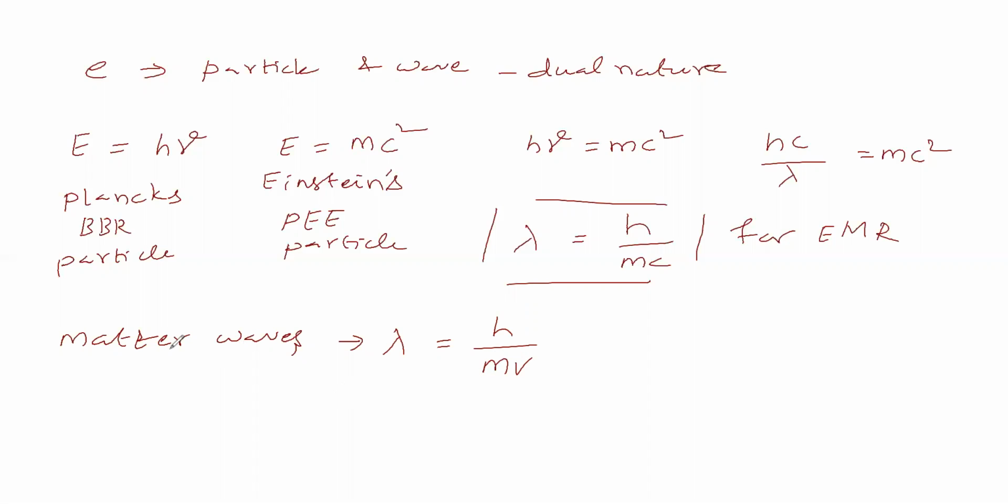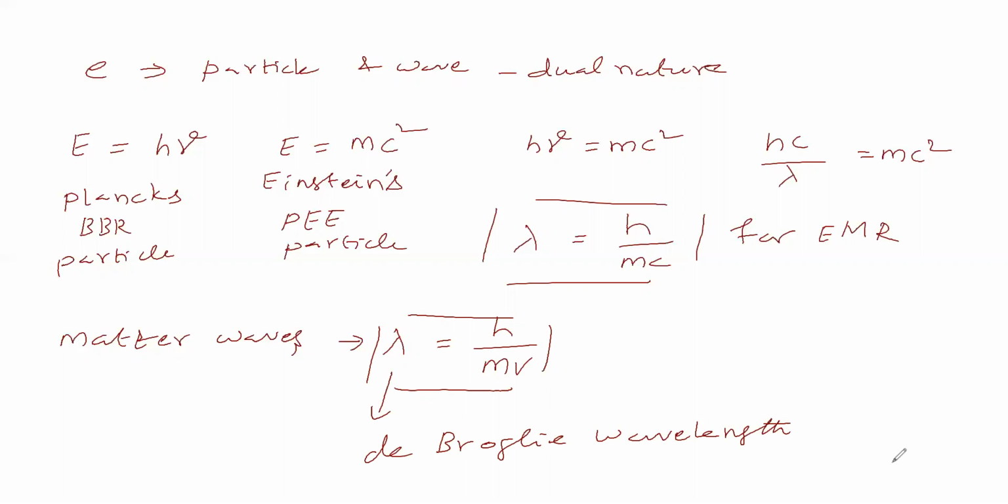What is v? Velocity of this matter wave. What is m? Mass of this matter. H is Planck's constant. Lambda is wavelength. So for matter waves, lambda is equal to h by mv. You can consider even the electron, because the electron is also matter. Whatever the thing existing in the universe is called matter. So for matter, lambda is equal to h by mv. This is derived by de Broglie. Therefore, this lambda is called de Broglie's wavelength.